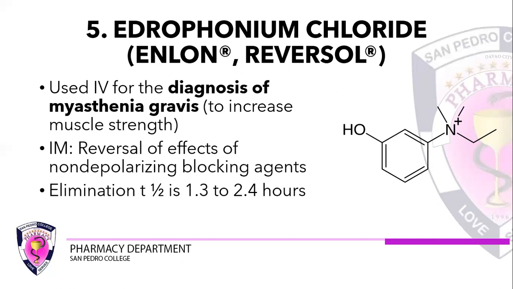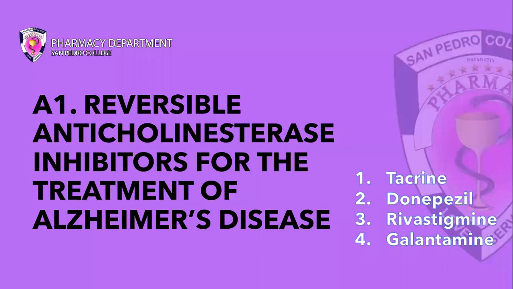Now, you may wonder, may nakalagay kasi dito, non-depolarizing blocking agents. These are drugs that are non-depolarizing neuromuscular blockers. These are actually under nicotinic blockers, which is actually the last part of the topic for cholinergic agents. So, medyo last pa na sila, pero nakalagay na dito siya. So, acetylcholinesterase inhibitor is an antidote for a nicotinic blocker. So, yun siya. Reversible acetylcholinesterase inhibitors.